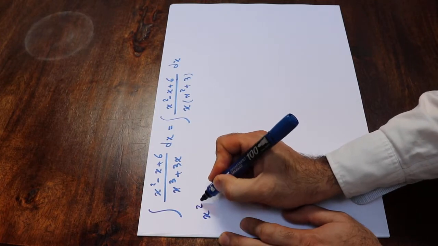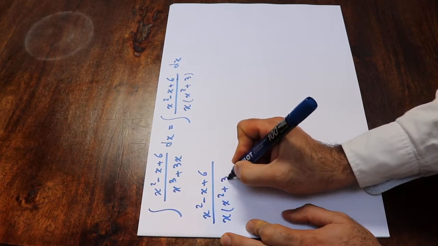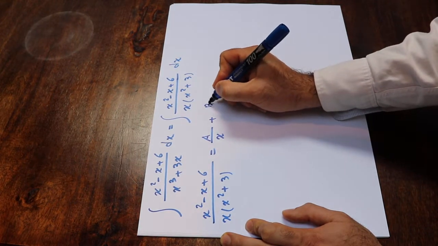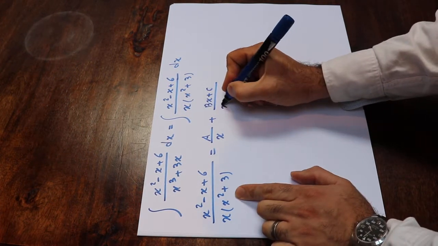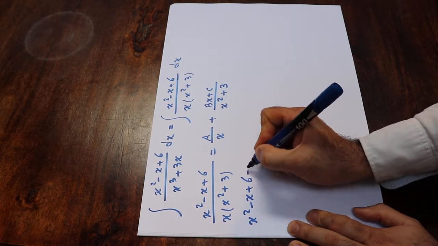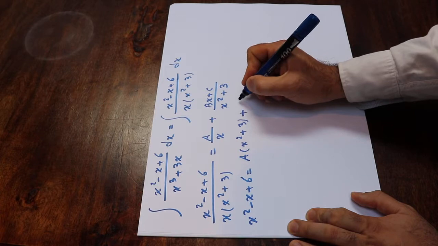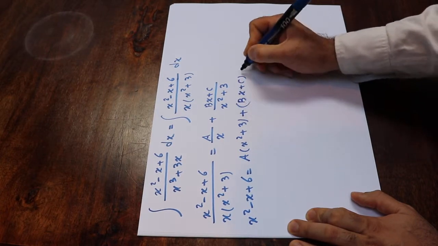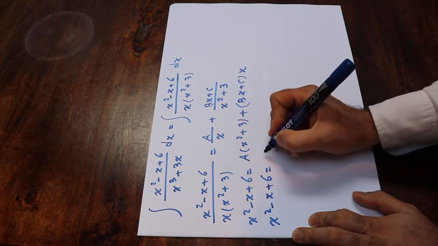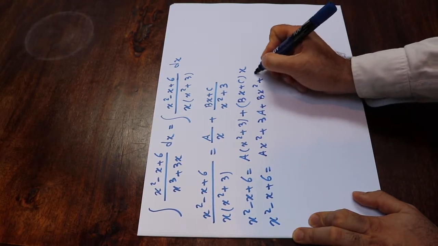So to do that, you write here (x² − x + 6) divided by x times (x² + 3) will be equal to A divided by x plus (Bx + C) divided by the second one, that is x² + 3. Okay, therefore x² − x + 6 will be equal to A times (x² + 3) plus (Bx + C) times x. Okay, therefore x² − x + 6 will be equal to Ax² + 3A + Bx² + Cx.